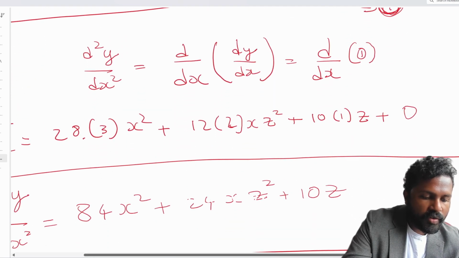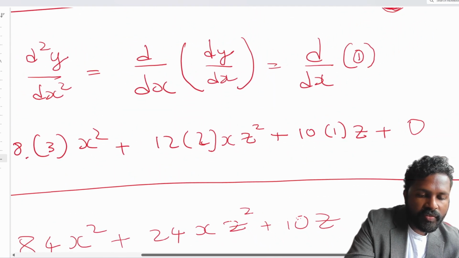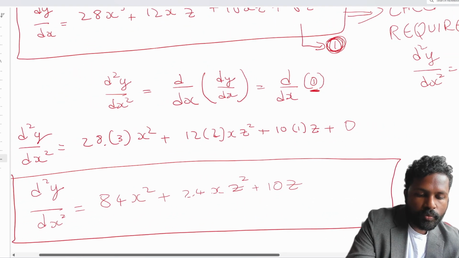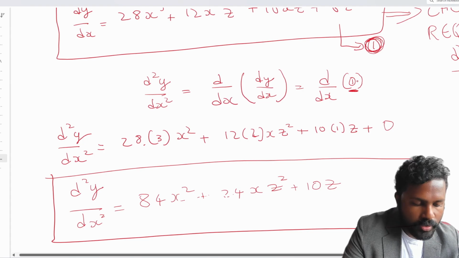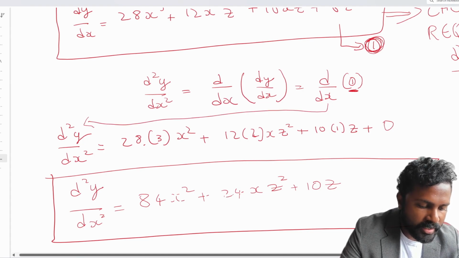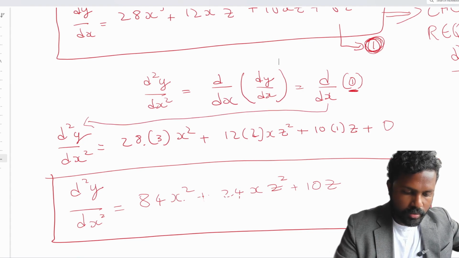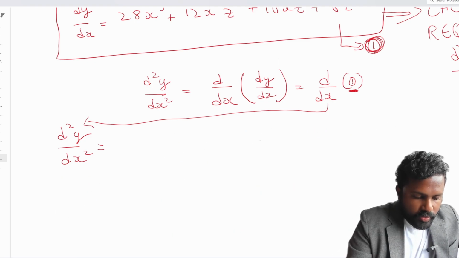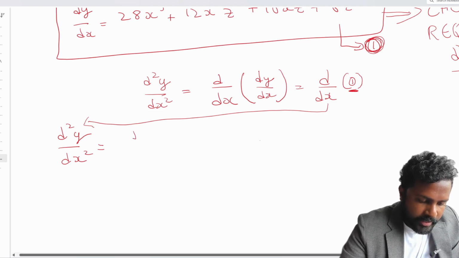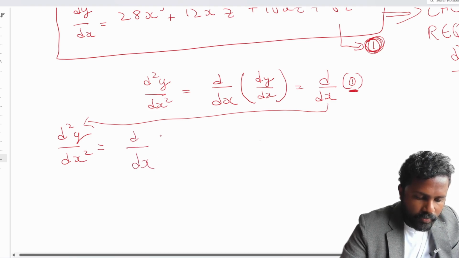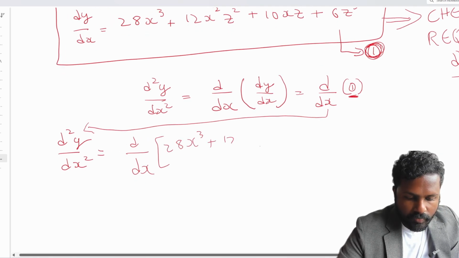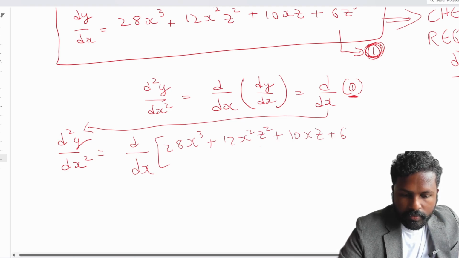Okay, now d square y by dx square can be simply written as d by dx of dy by dx, right? dy by dx is just found as equation number 1 just now. Substitute equation 1 in this: d by dx of equation 1. That will give you this. I will, for your sake, solve this one more time so it's easier to grasp. I will solve it with you this way. d square y by dx square is equal to d by dx of equation 1. Equation 1 is 28x cube plus 12x square z square plus 10xz plus 6z cube.